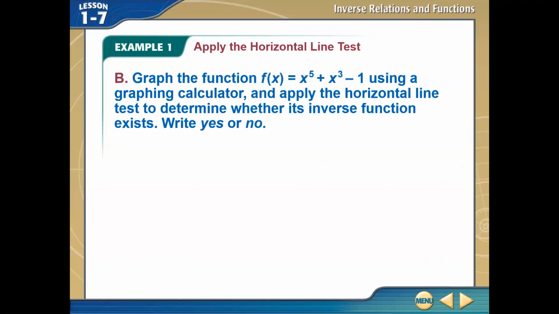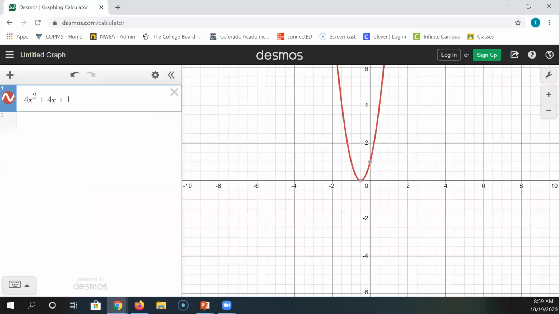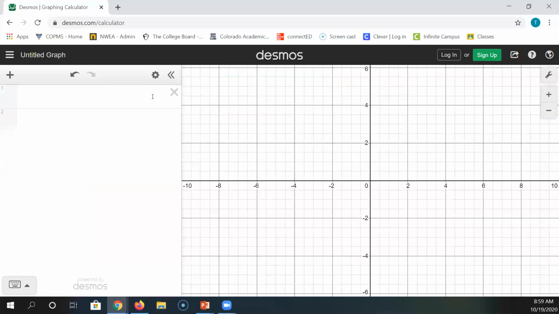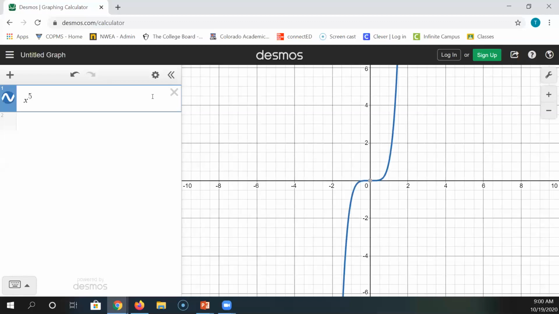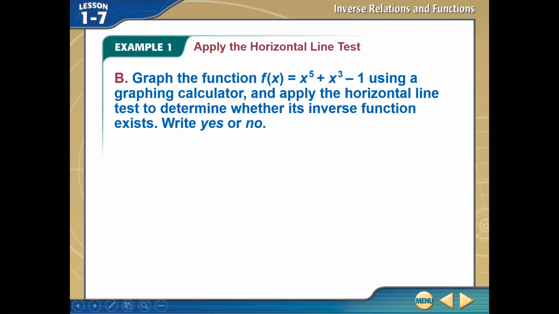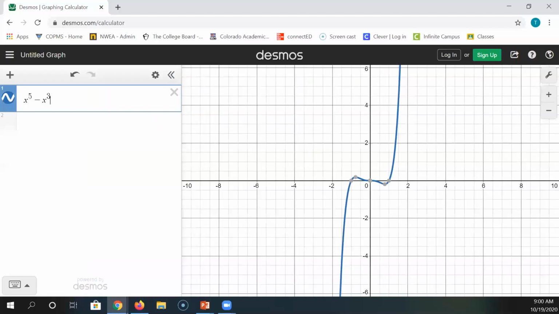Graph the function x to the 5th plus x cubed minus 1. Clear that out. So x to the 5th minus x to the 3rd and a minus 1 at the end of it. Okay, so looking at this graph, this is what we get.